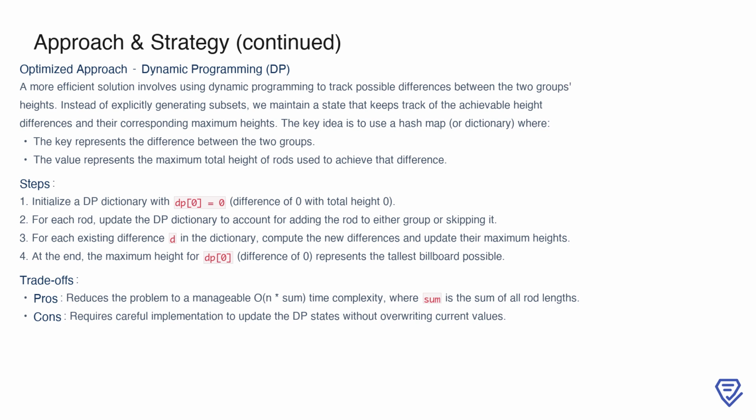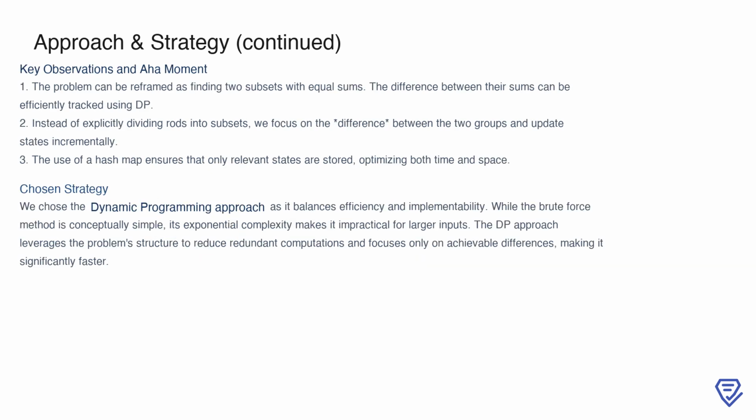This approach, while more complex to implement, reduces the time complexity to O(n * sum), where sum is the total length of all rods, making it vastly more efficient. The dynamic programming approach works so well because of several key observations.